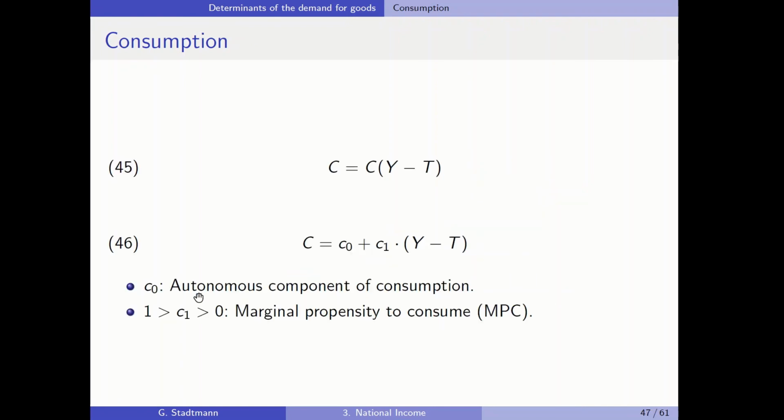And the autonomous component of consumption collects all factors which also affect consumption but are not modeled explicitly. For example, we could assume that not only income but also the wealth of a person affects consumption, so C0 can represent the wealth of a person. C0 can also be interpreted as like the consumer confidence. In case that a lot of people become unemployed in a recession, it might be the case that the autonomous component of consumption decreases because consumer confidence deteriorates. So C0 can be interpreted in a lot of different ways.